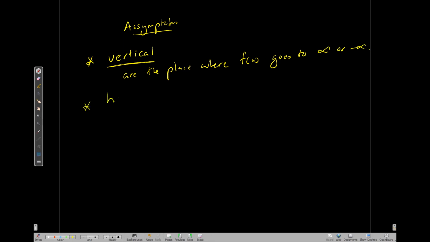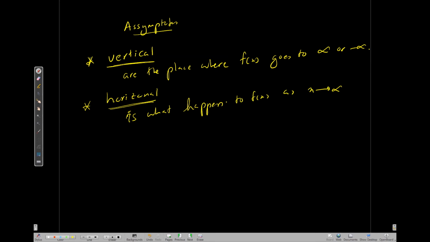Horizontal asymptotes are what happens, or where your function goes. What happens to f of x as x goes to infinity. So infinity comes into play. Now let's take a little bit different example and see this.